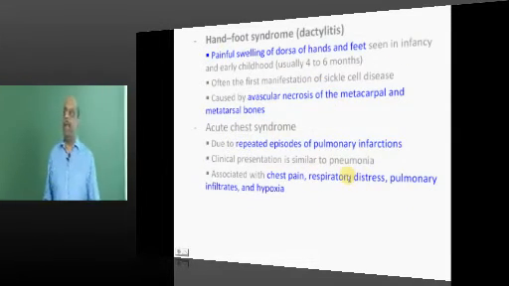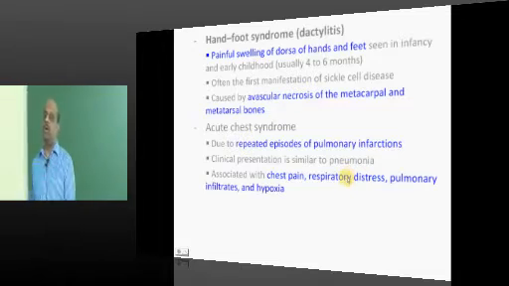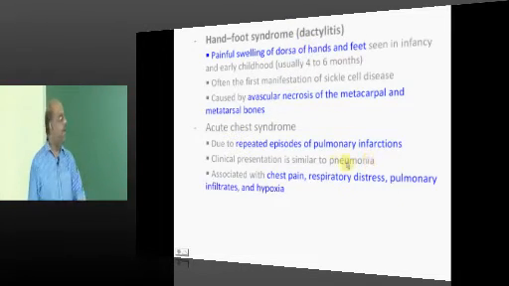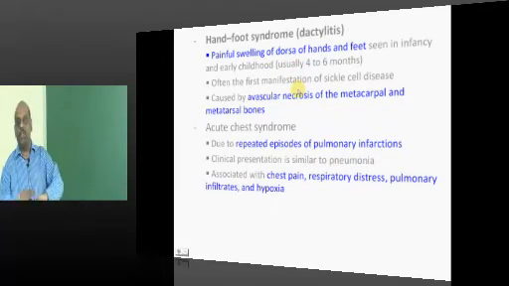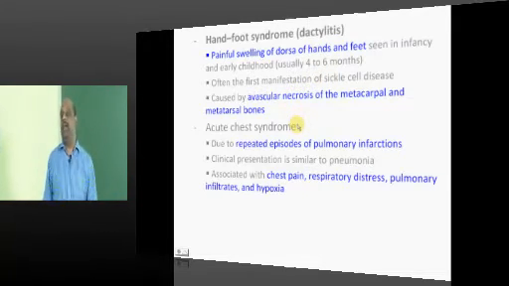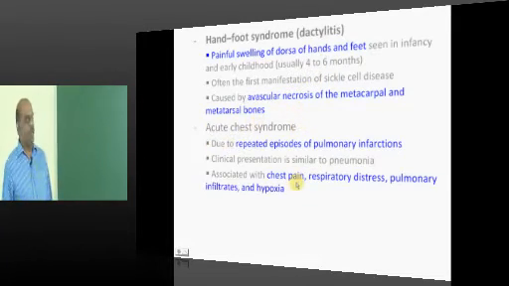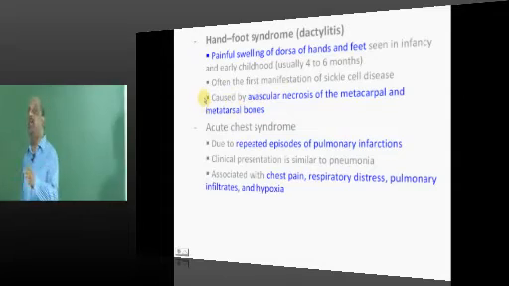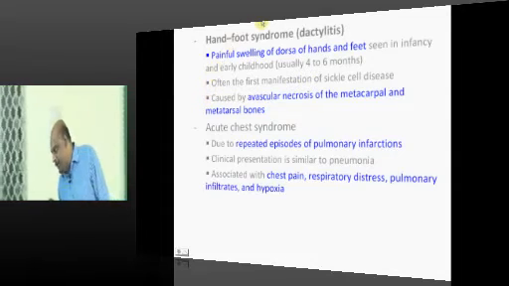Then another important complication in the sickle cell patients is called hand-foot syndrome, where the fingers typically become inflamed with painful swelling of the dorsa of the hands and feet, and there is an avascular necrosis of the metacarpal and metatarsal bones, which is called sickle dactylitis, otherwise called hand-foot syndrome, which needs to be remembered.